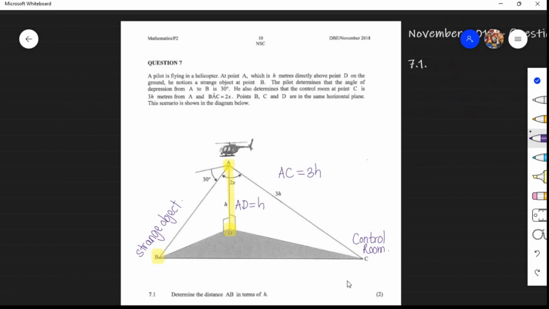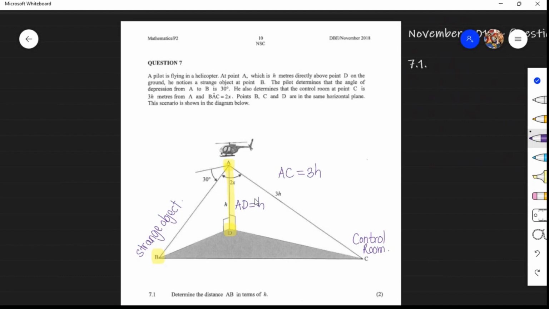And BAC is 2x. So our angle BAC, which is this angle over here. So if we were using triangle ABC, one of the known angles would be this angle over here, 2x.